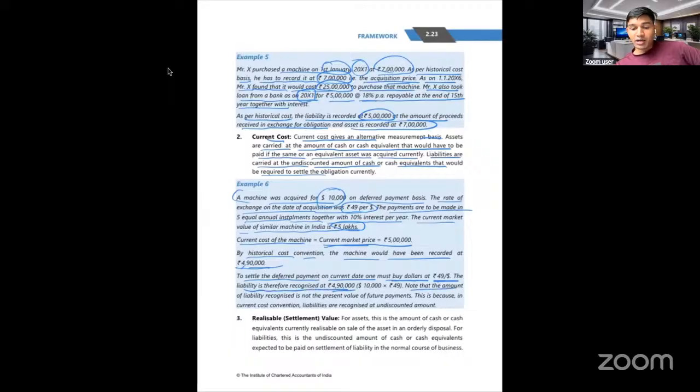Note that the amount of liability recognized is not the present value of the future payments, because under the current cost convention, liabilities are recognized at the undiscounted amount.